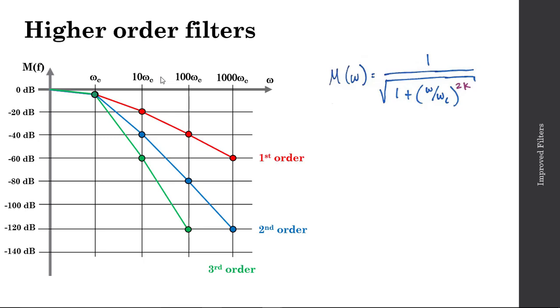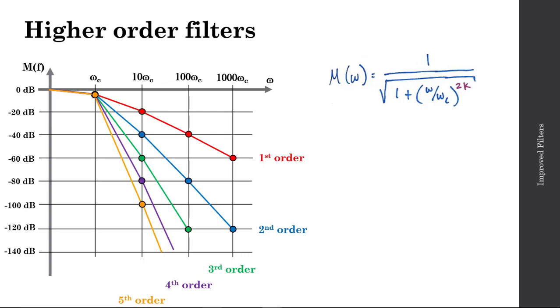We could continue with a fourth order. We'll be at minus 3 dBs. At 10 times the cutoff frequency, we'll be at minus 80. We stitch those together, we get the fourth order. And we could do the same thing for the fifth order, or really as high of an order of filter as we'd like to go.